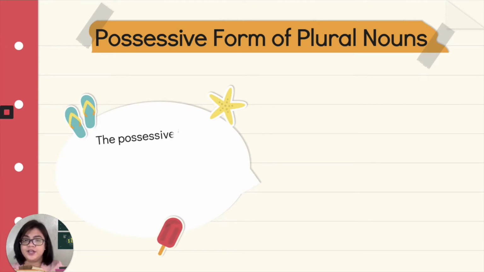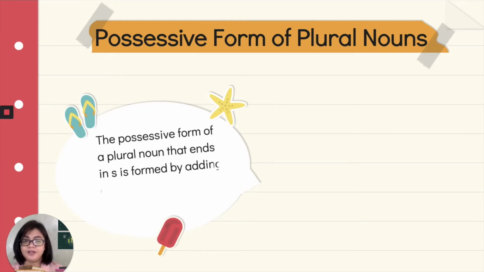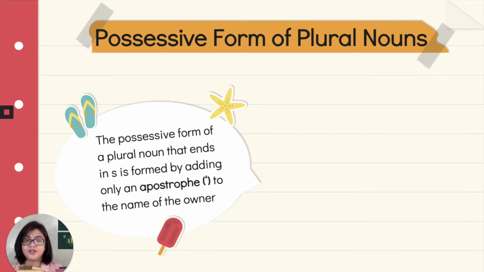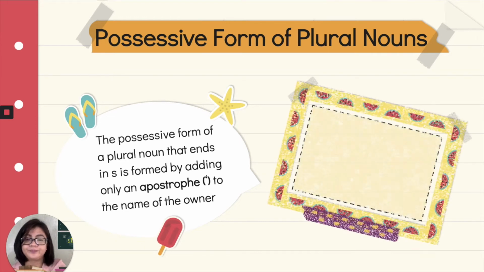First, the possessive form of a plural noun that ends in S is formed by adding an apostrophe to the name of the owner. If the noun is already in plural form, it already ends in S. Then you don't have to add S anymore. You just have to add an apostrophe, if it's a regular noun that ends in S. Later, I will show you some examples of how to do this.